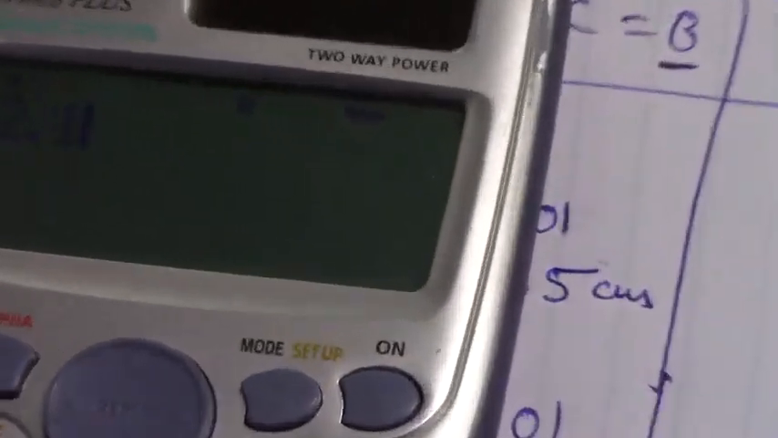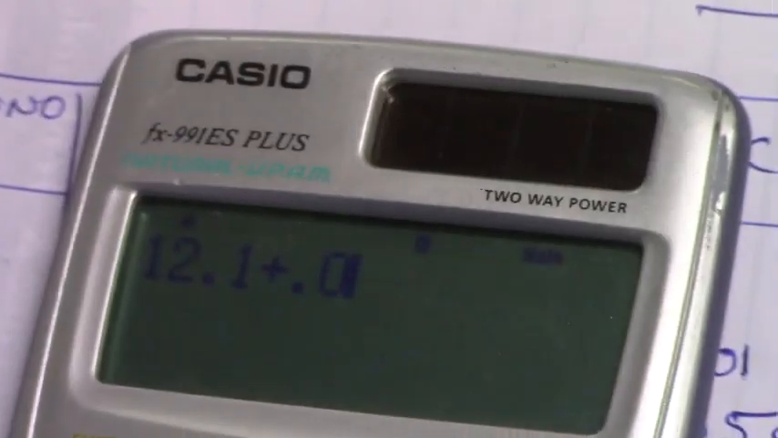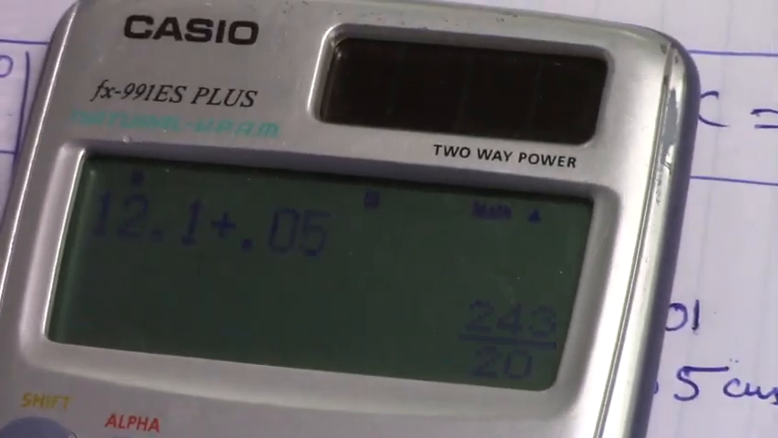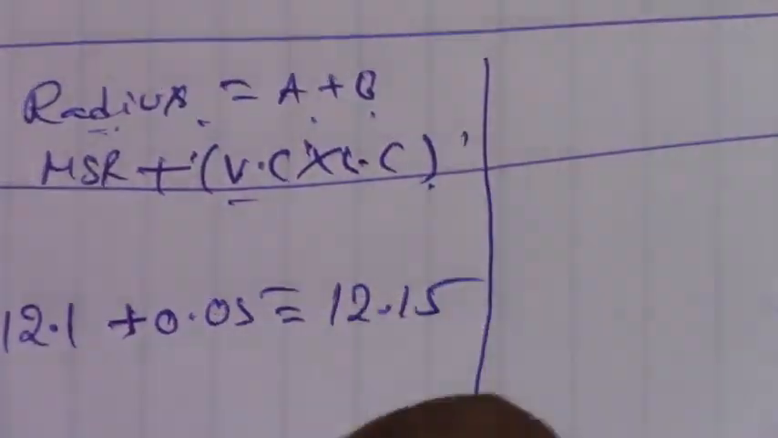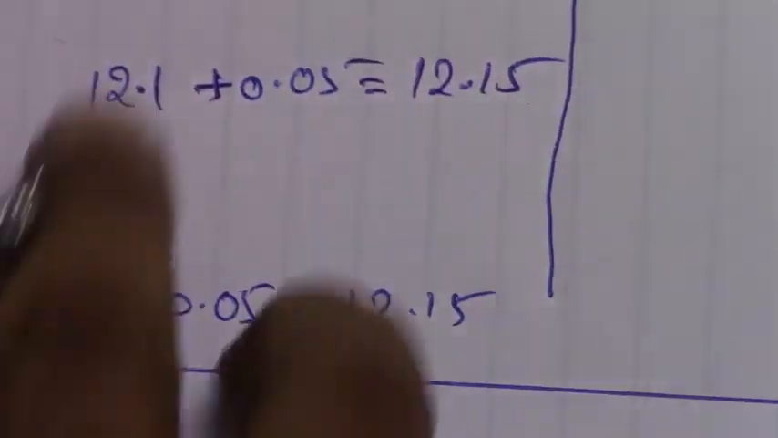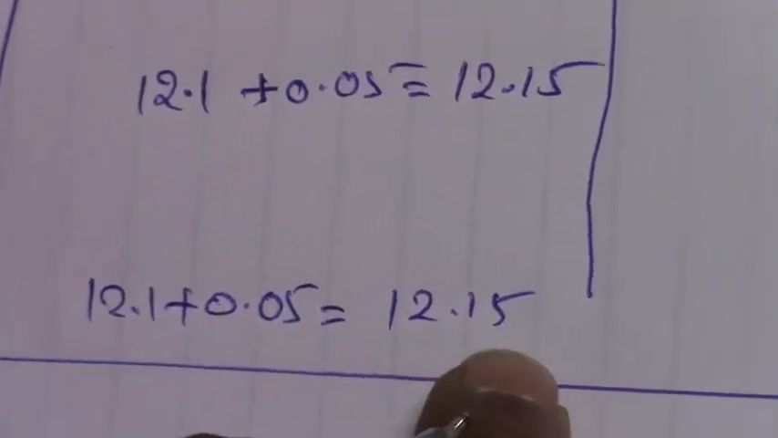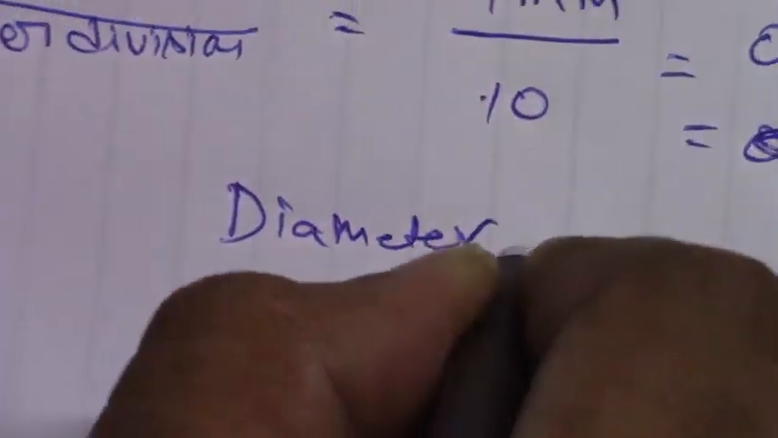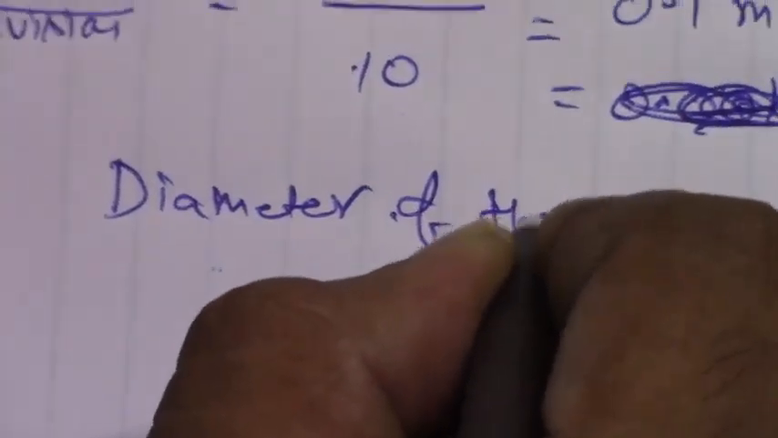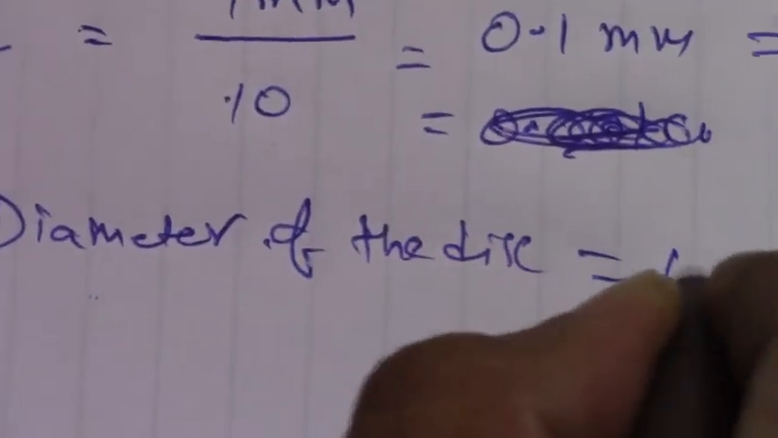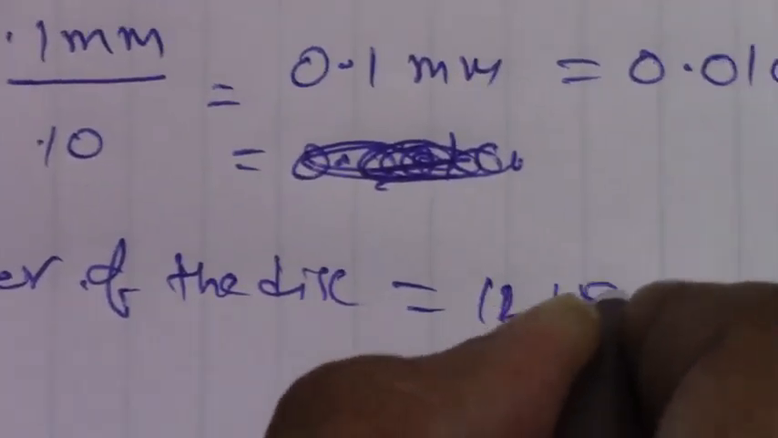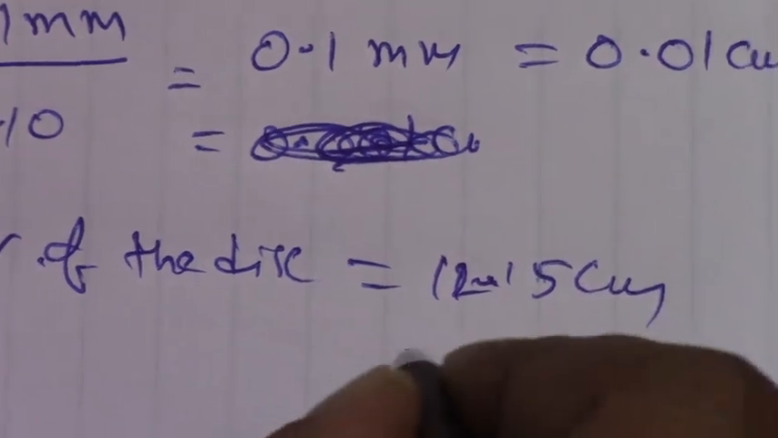Here the value becomes 12.1 plus 0.05 is equal to 12.15. So the same thing here also, because upper value and lower value are the same, 12.15 centimeters. Actually what we got is the diameter of the disc. Diameter of the disc is equal to 12.15 centimeters.